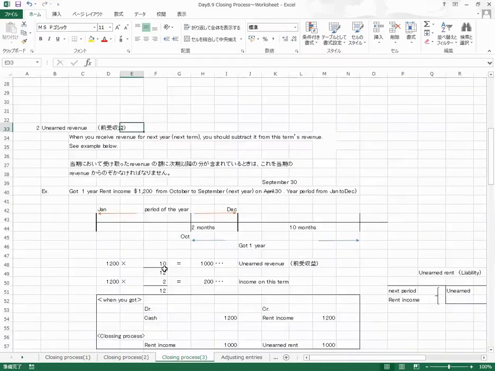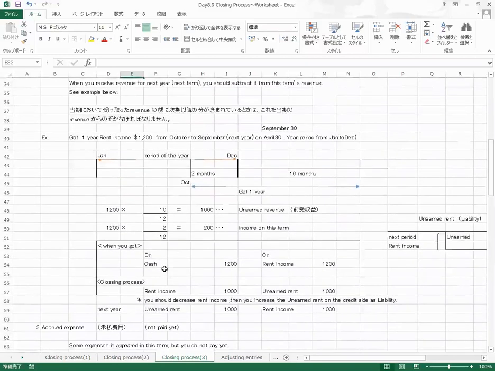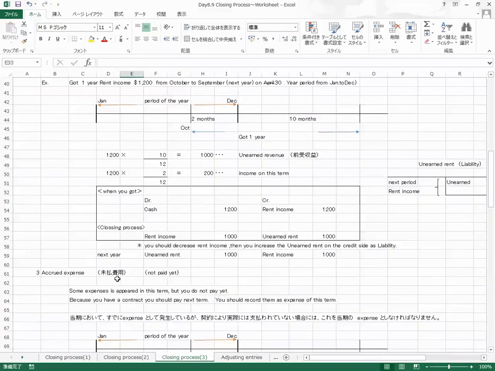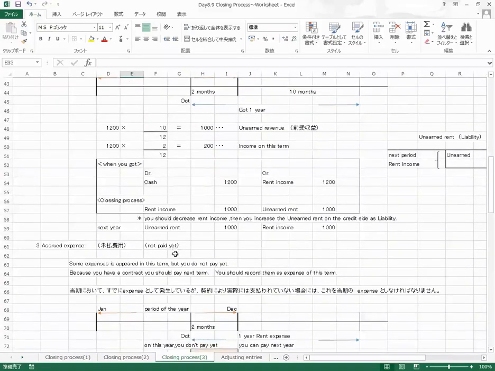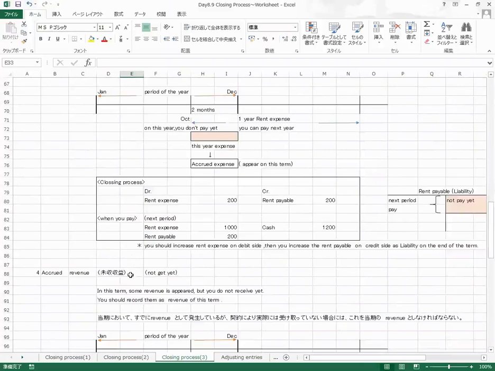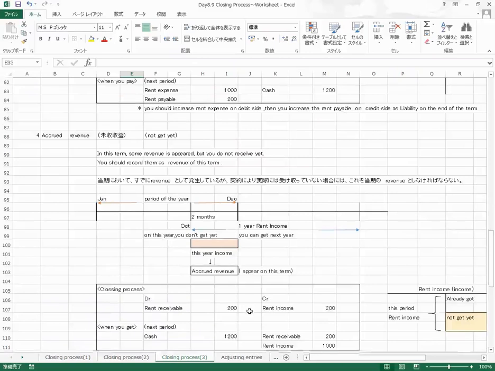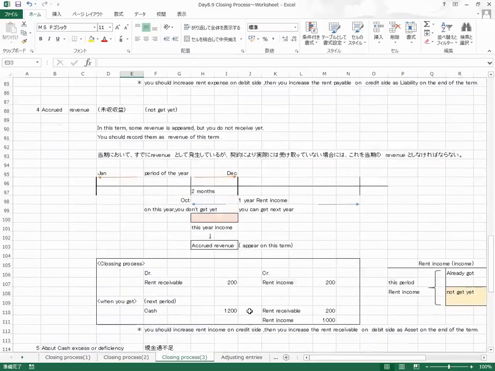Yeah. First, prepaid; next, unearned, say, advance get. The third is 次は not paid yet, expense ですね。で、not get yet. This is the fourth. These four kinds of accounting are adjusting entries you should do when you close the term.